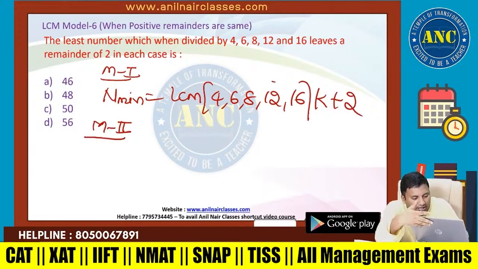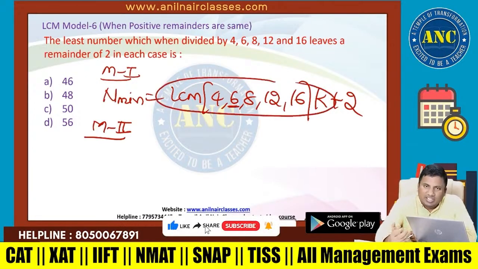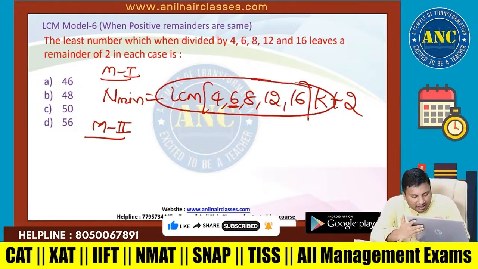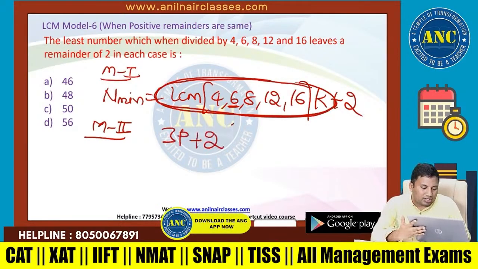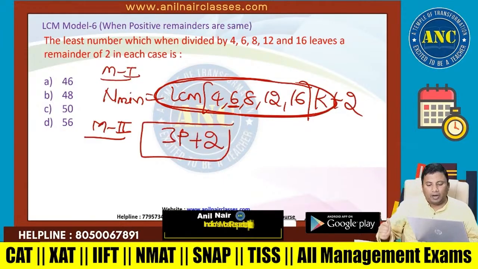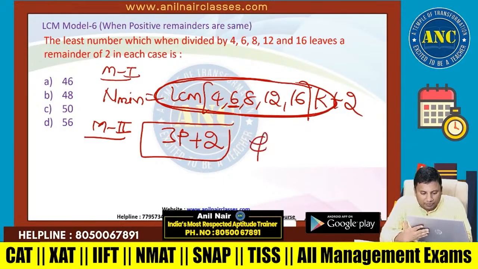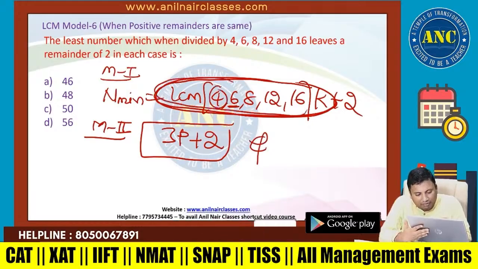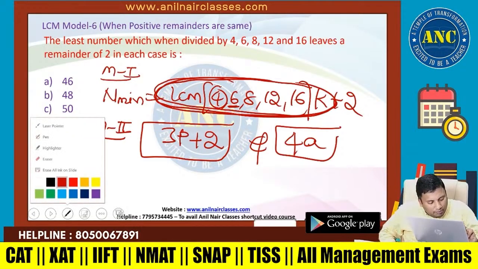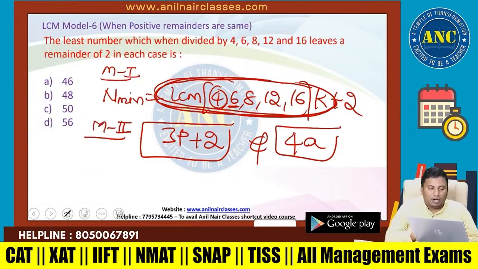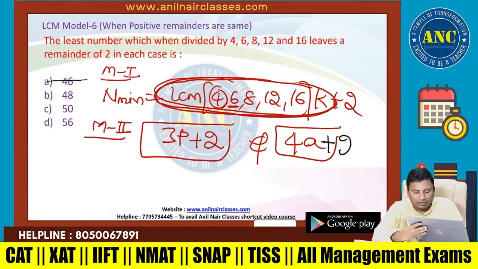Can I say that this entire number is divisible by 3? Are you all with me? 6 is nothing but 2 into 3. This entire number is divisible by 3 and it gives a remainder 2. Answer should be of the form 3p plus 2, and this entire number is divisible by 4. Answer should be of the form 3p plus 2 and divisible by 4. Divisible by 4. 46 is out. 4a plus 2. Sorry, 4a plus 2.